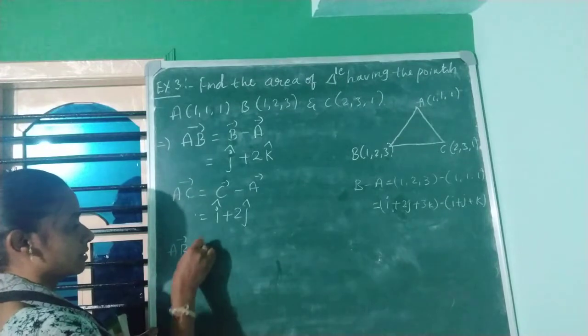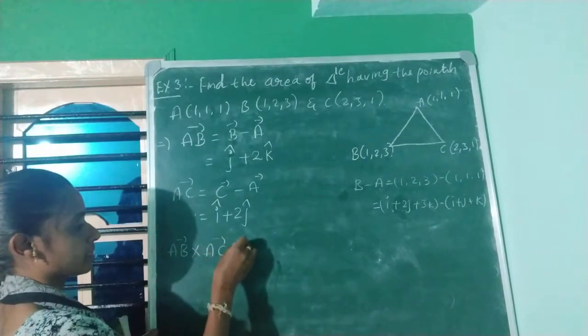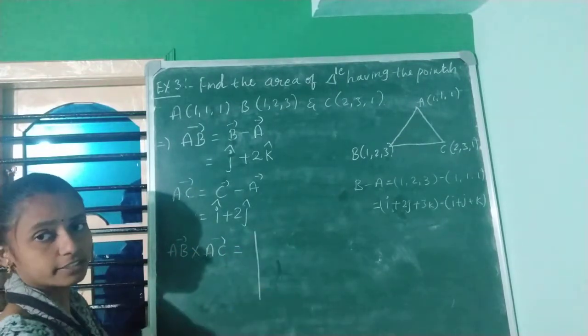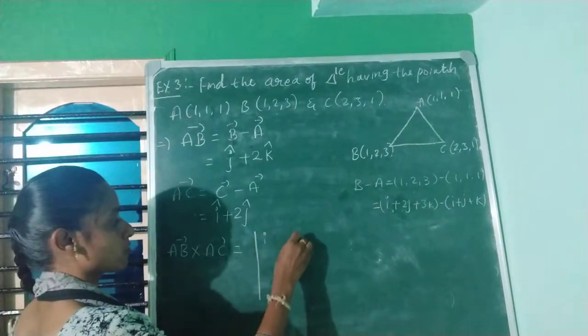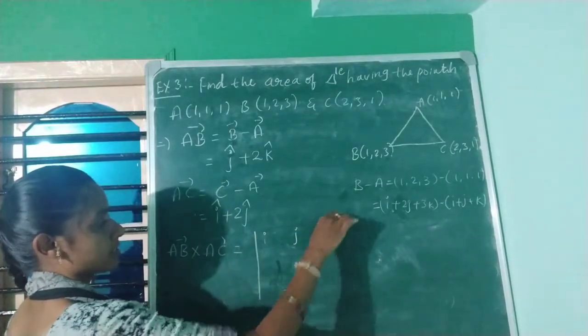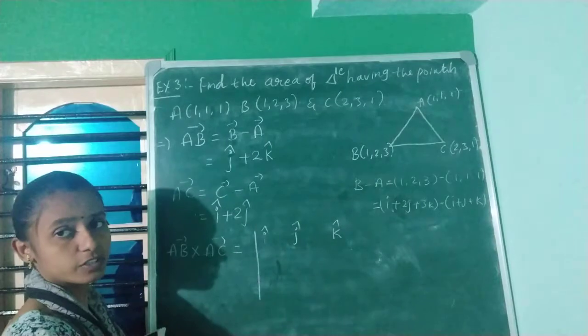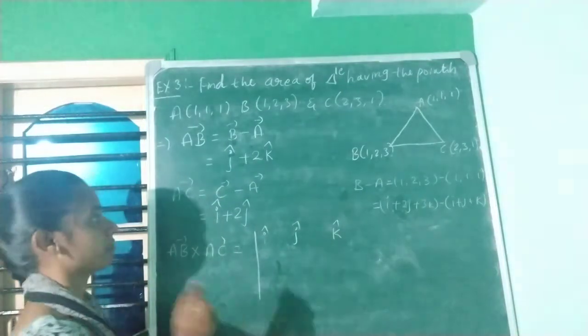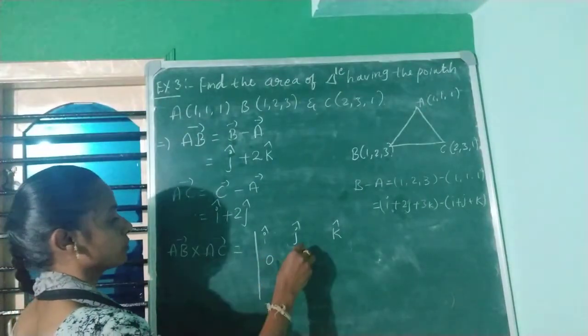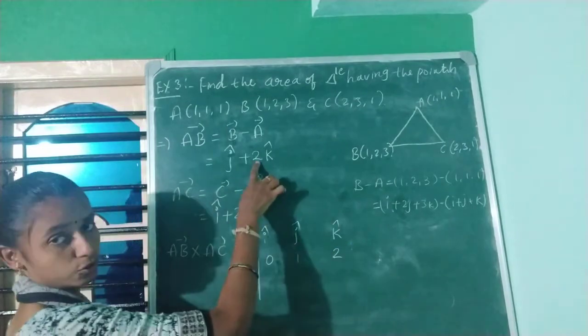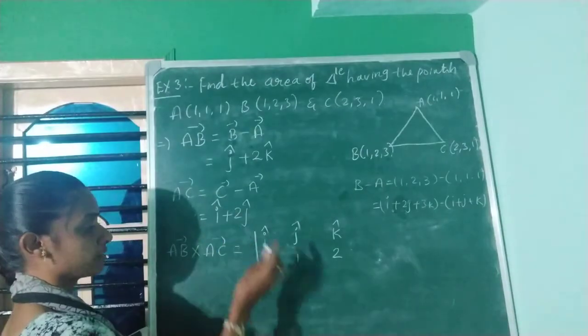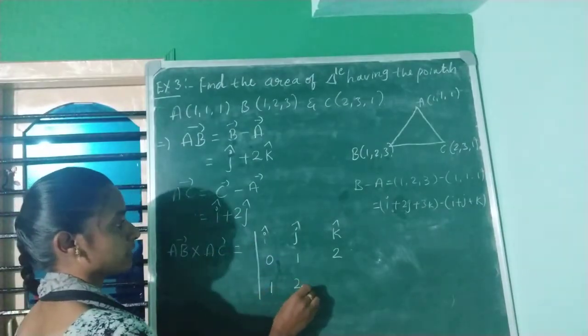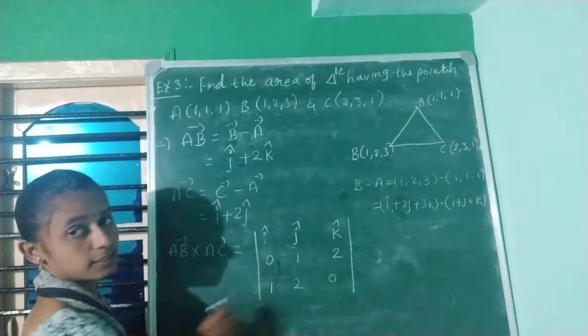AB vector cross AC vector can be written as a determinant. The first row is ijk, the second row is the coefficients of ijk in the AB vector: i is 0, j is 1, k is 2. Next, in the AC vector, i is 1, j is 2, k is 0.